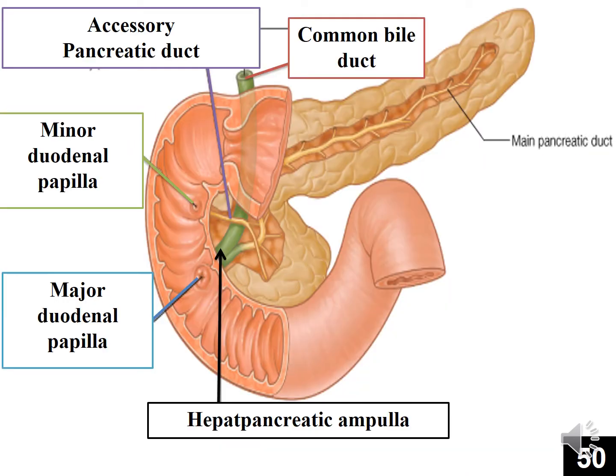Now here you can see the main pancreatic duct, and you can see the accessory pancreatic duct, which is marked with the purple color, which opens onto the minor duodenal papilla, marked with the green, with the black color arrow. The fusion between the common bile duct, marked with the red color, creates the hepatopancreatic ampulla, which opens onto the major duodenal papilla, marked with the blue color.